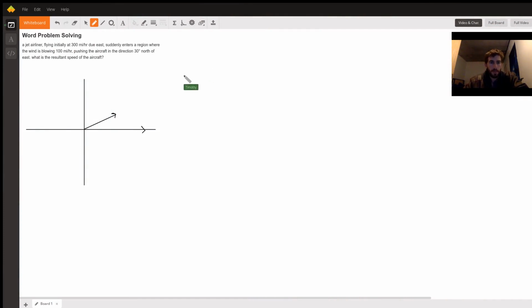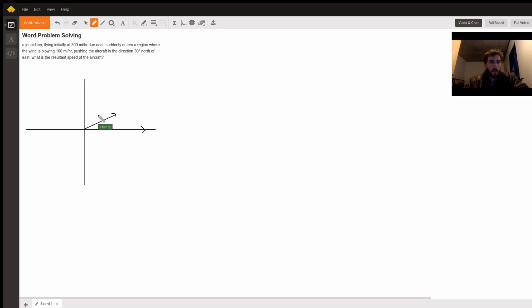Okay, so I just want to start out by essentially capturing what this question is asking, which is what is the resultant speed of the aircraft? That should immediately tell you that it's not asking for a vector, it's asking for the magnitude of the vector. So we don't care about direction at the end of the day. But to get to the speed, we need to account for the direction of both vectors.